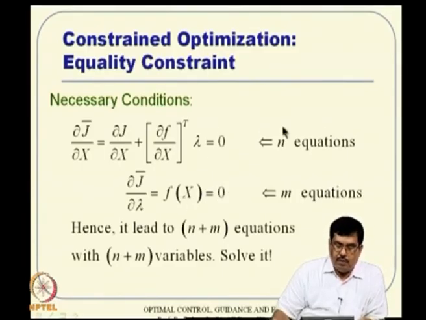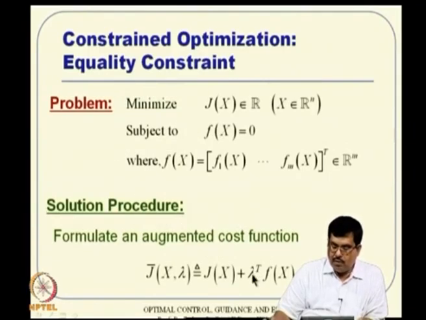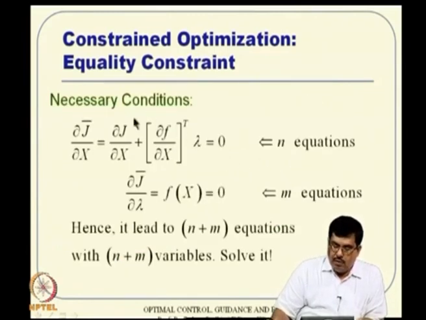Okay, so what you are doing here is del J bar by del x equal to 0, and del J bar by del lambda also equal to 0. This will give us n equations and this will give us m equations, because lambda is m dimensional, remember that. This lambda has the same dimension as f, and f is m dimensional. So, this leads to n plus m equations in n plus m variables. In the free variable sense, we have x as n dimensional free variables and lambda as m dimensional free variables. So, we have a compatible set of equations, and we need to solve them together.